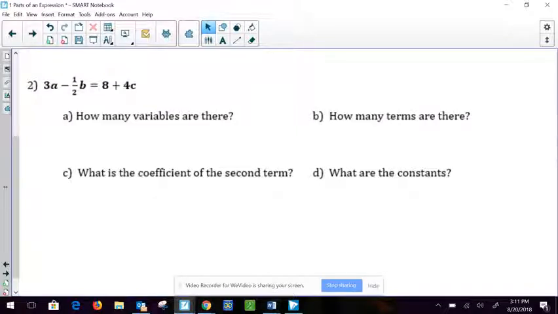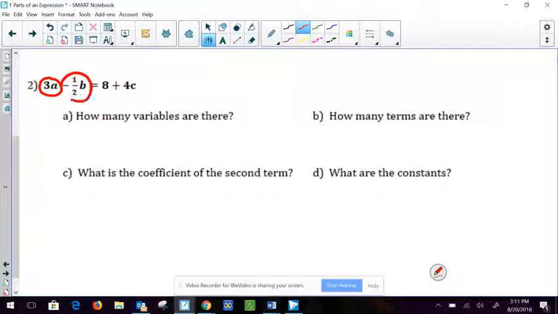What I like to do is first circle all of my individual pieces so I can clearly see what I'm working with. So the first chunk of this one is a 3a. Then I have a -1/2 b. I have an 8, and I have a 4c.